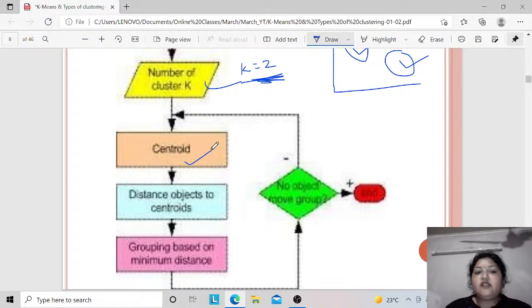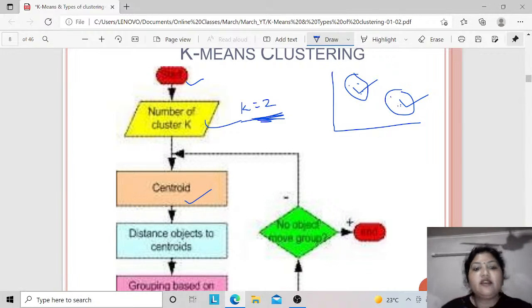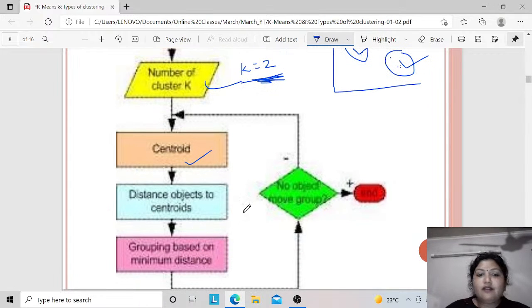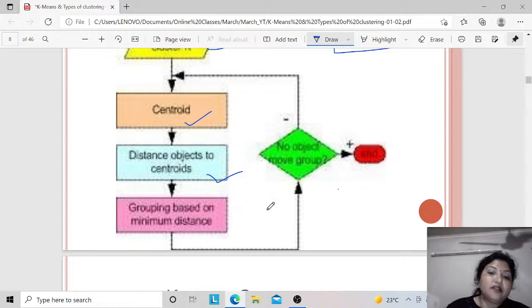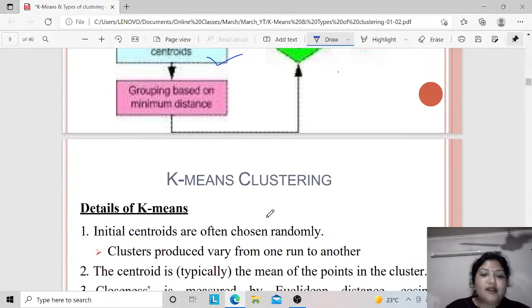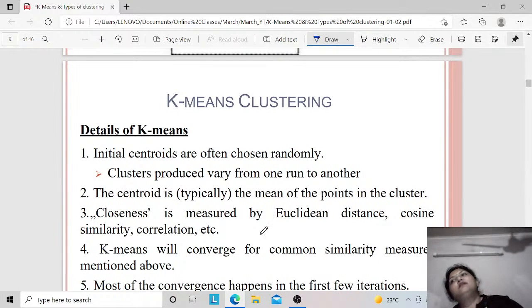Then take any data point as a centroid. Suppose there are different points here and different points here. You need to select any two points as centroids. Then calculate the distance of the different data points from that particular centroid. Each time your distance is calculated and the cluster is updated, you are going to update the centroid value too. Now let us understand with the help of different steps and the numerical.